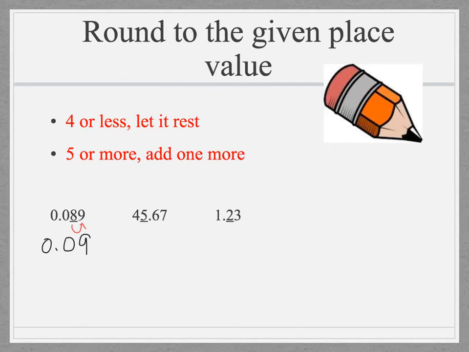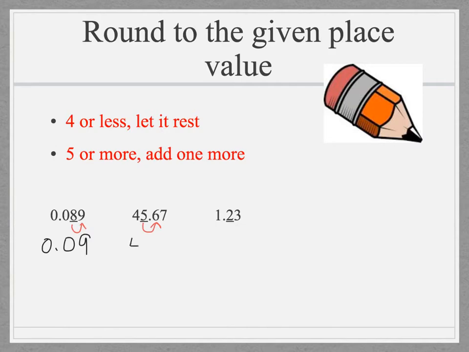Let's see another example. Here we have 45 and 67 hundredths. Here we're rounding the 5, which is in the ones place. This is also called rounding to the nearest whole number. I'm going to draw my arrow to the right. To the right of the 5 is a 6. That's 5 or more, so I'm adding 1 more to the 5.